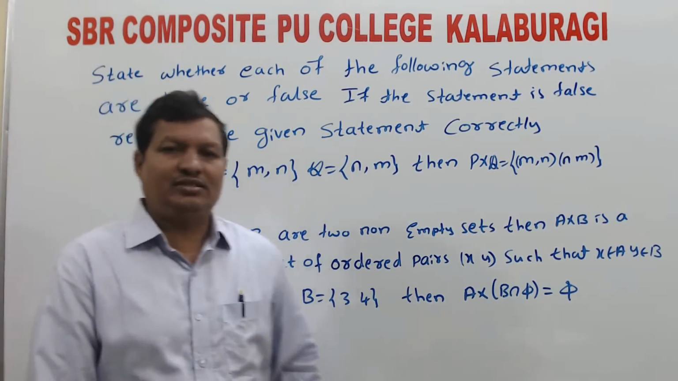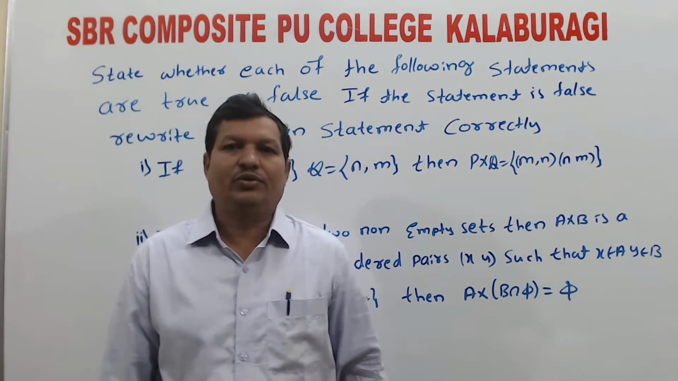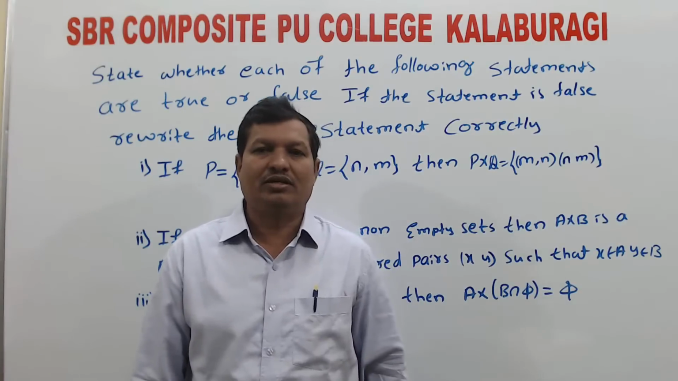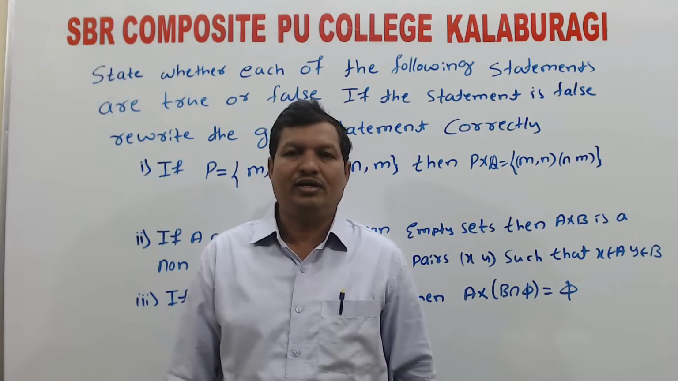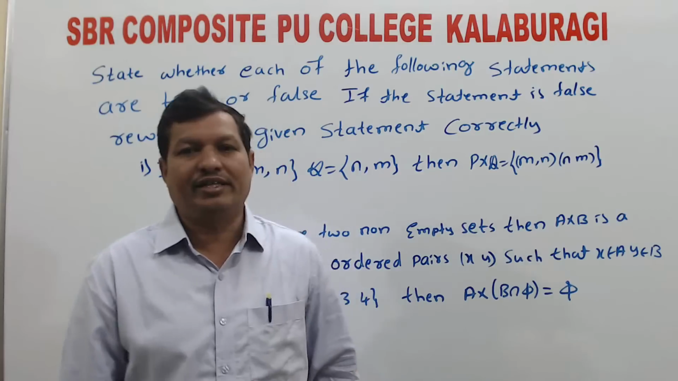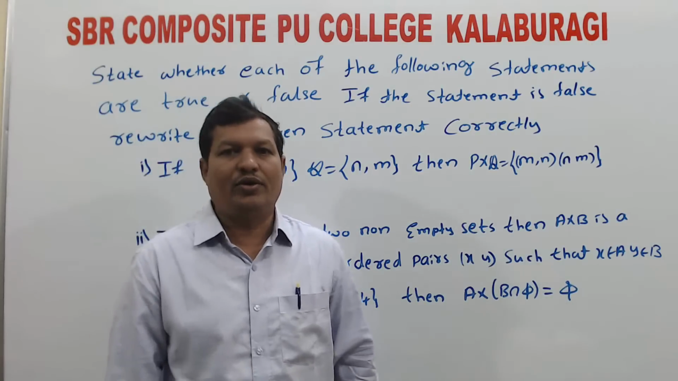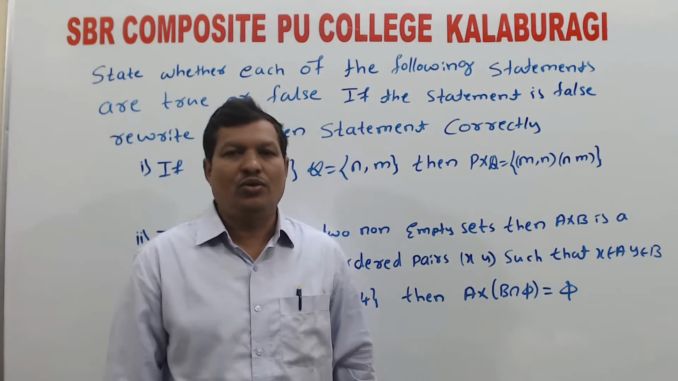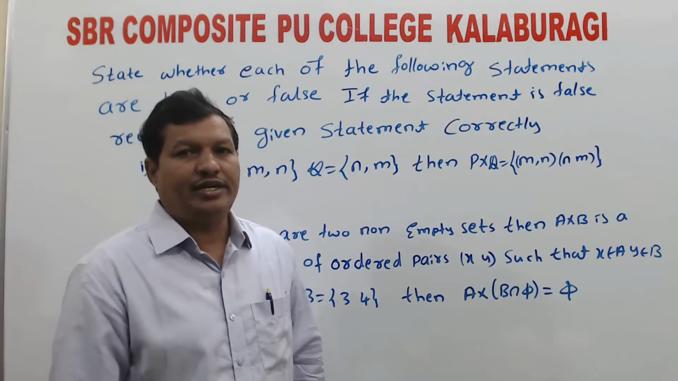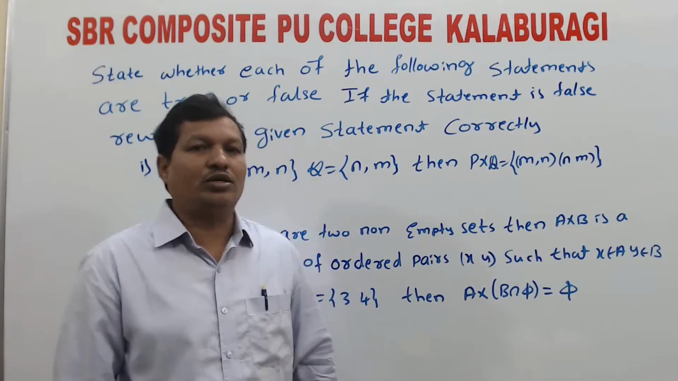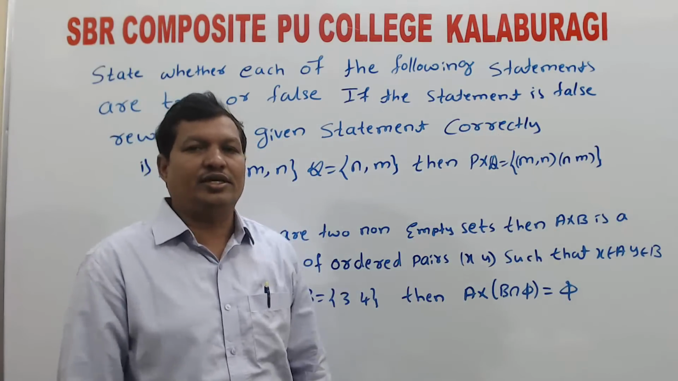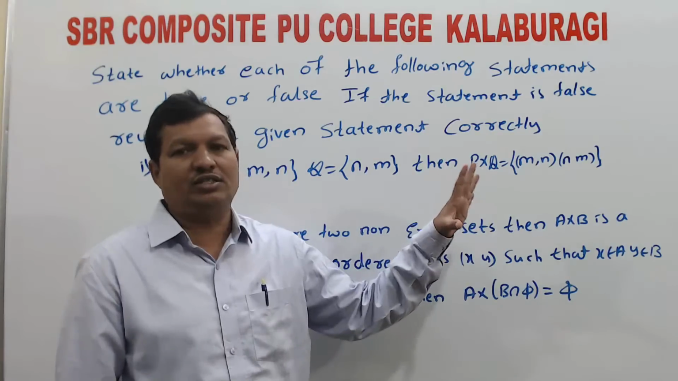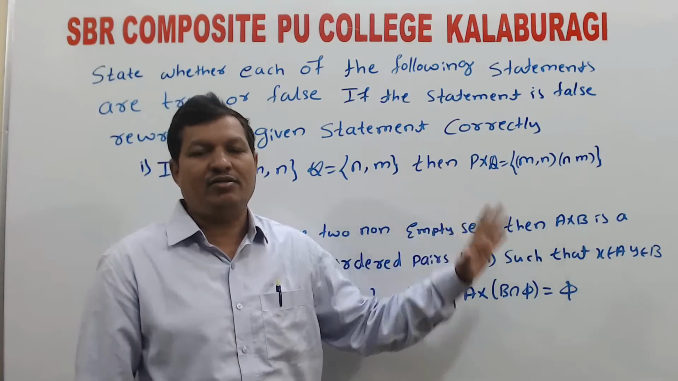Good morning, students. In the last class, we discussed some of the examples on Cartesian product and exercise examples of 2.1. Some more examples are remaining in exercise 2.1 that we have to discuss first. Afterwards, we'll go to relations. In that exercise 2.1, one question is: find whether the following statements are true or false. If the given statement is false, write it in correct form.